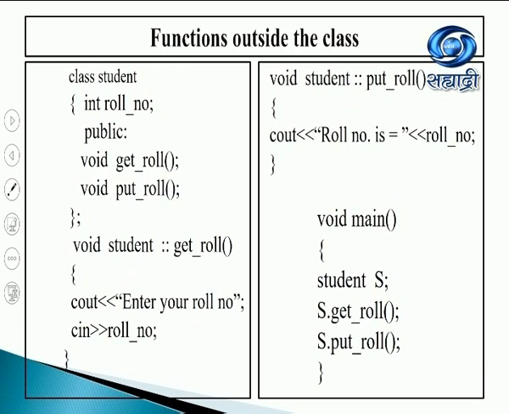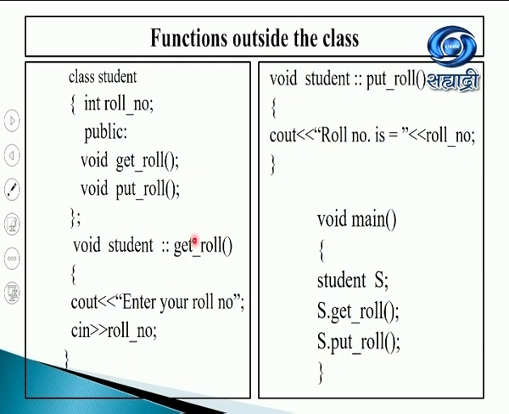Now, same program, I have written the function outside the class. Here again, I have one data member, which is roll number. Then I have two member functions, which are get roll and put roll. Now the class is closed at this point, so I have written these functions outside the class.